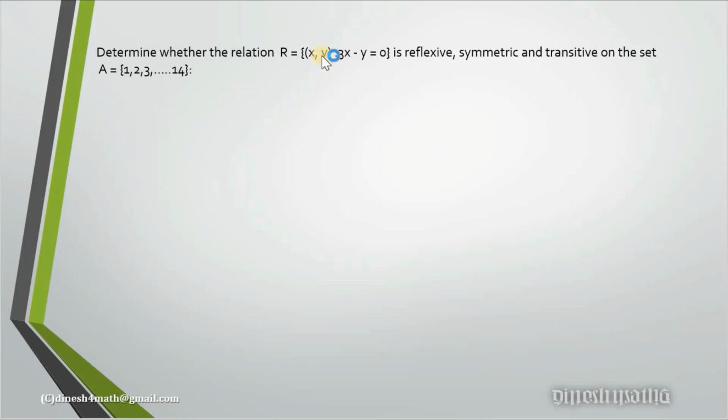So here the relation is given as 3x - y = 0 and it is on the set {1, 2, 3, ..., 14}. Here it is better to check what the elements in the relation will be, to get an idea whether it could be reflexive, symmetric or transitive. It just says determine, so we don't know whether each condition is true or not. So the best thing is to take out the relation given in the question.